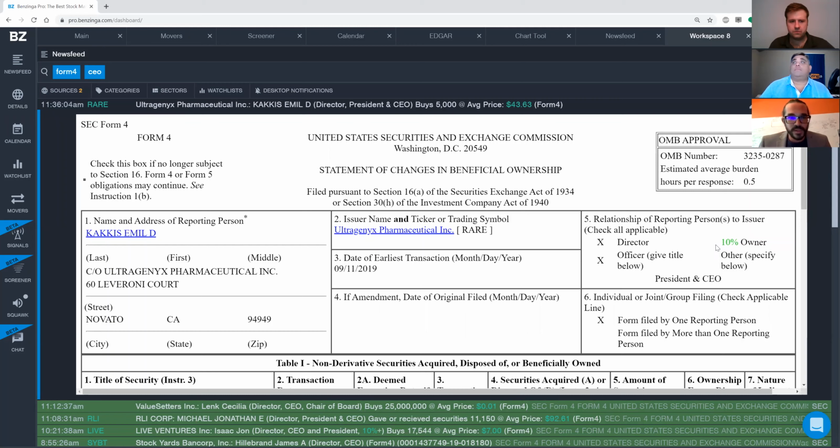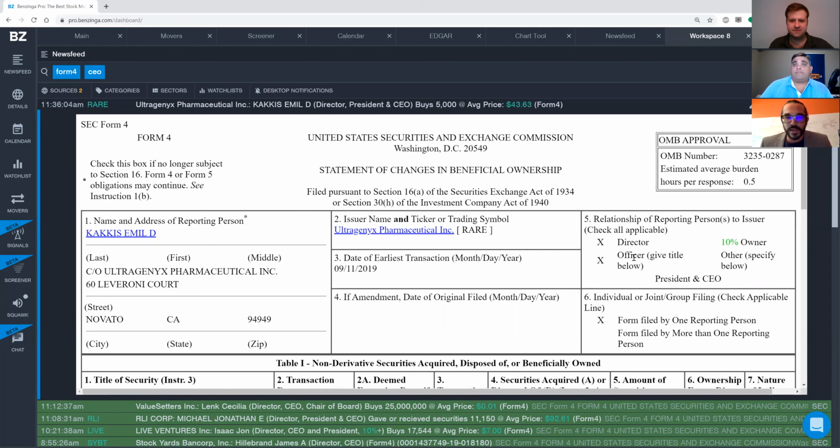Their name is over in the top left field. You can see this is Emil Kakis. The company is Ultragenics in the middle. Then box number 5 on the right side, where it says relationship, is marking some check marks. Those little X's are check marks. So Emil is a director and an officer, and it tells you he's the president and CEO. Notice that the 2 check marks not listed are 10% owner and other. Sometimes in these filings you'll see the 10% owner checked, and you'll know that they have a pretty large stake.